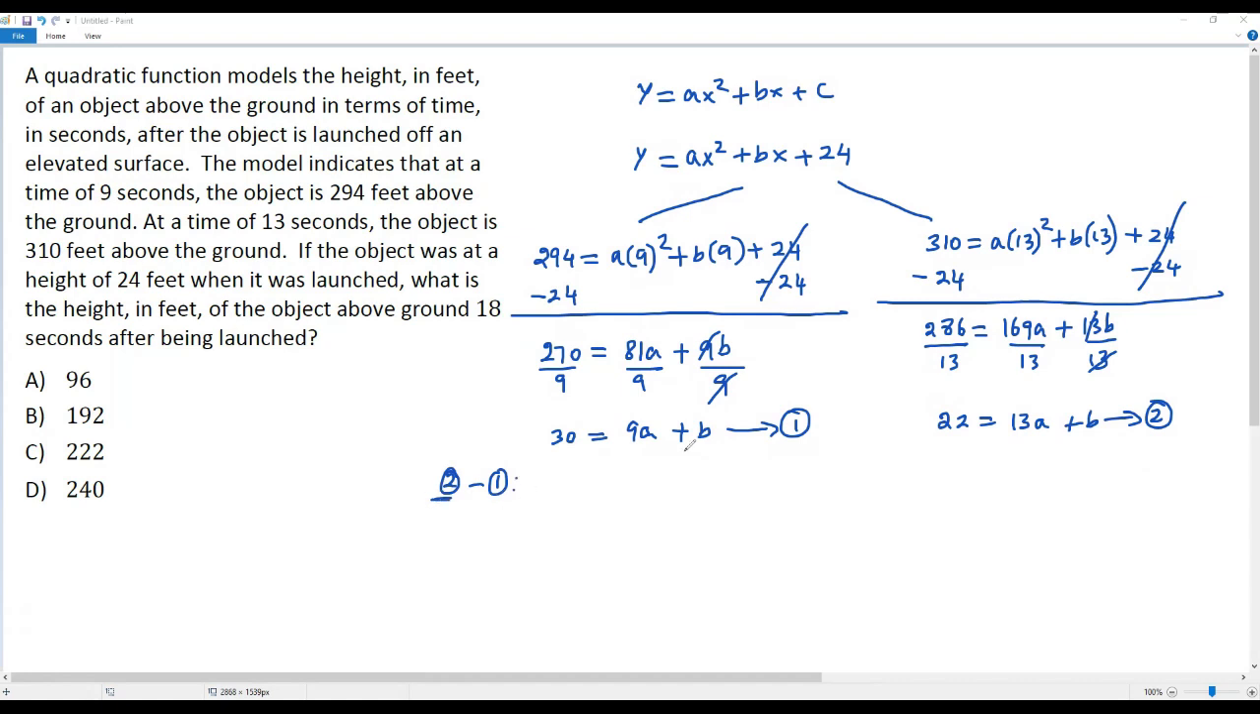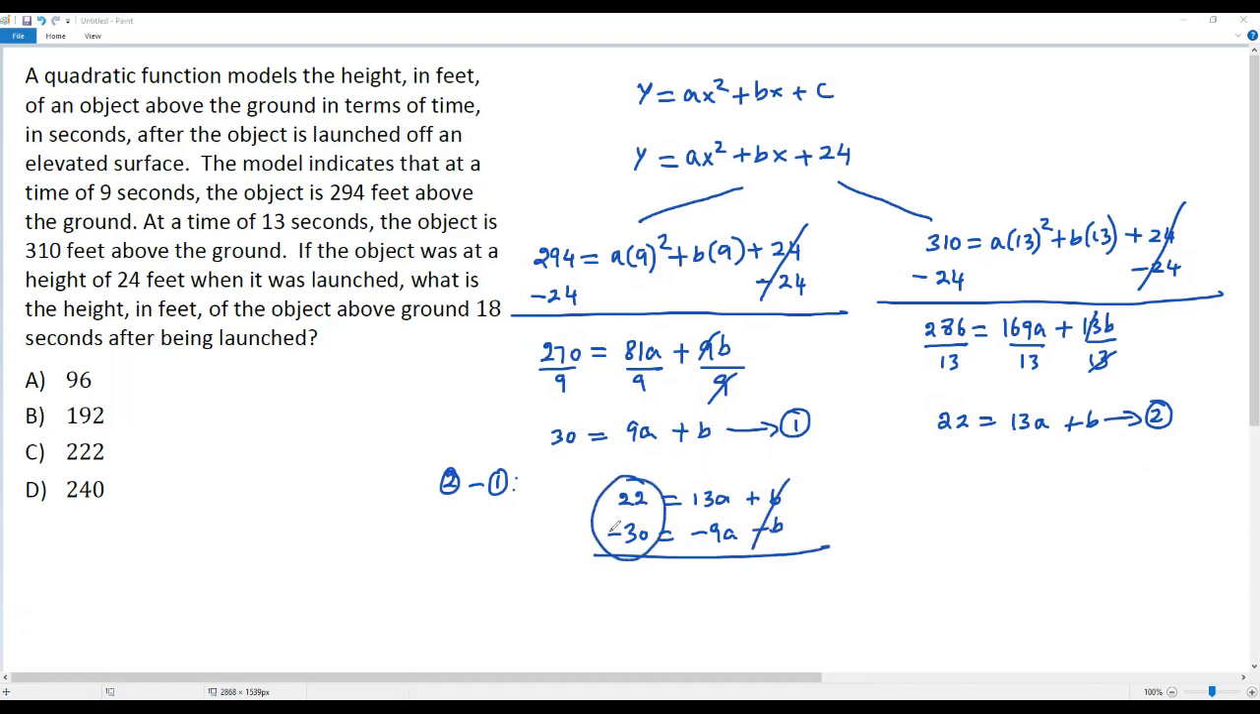Now let me write the second equation as it is. That is 22 equals 13a positive b. Since we have a negative sign in front of the first equation, we have to multiply all the terms in the first equation by a negative sign. Then this 30 will become negative 30, this 9a will become negative 9a, and this positive b will become negative b. Here this positive b and negative b will cancel out.